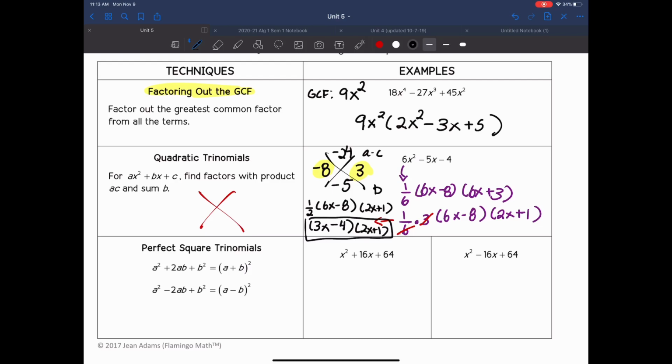So obviously a little bit more involved, but the general principle remains the same. We're using the factor diamond, and then we are finding factors of a times c that give us a sum of b. All right, let's go down to perfect square trinomials.